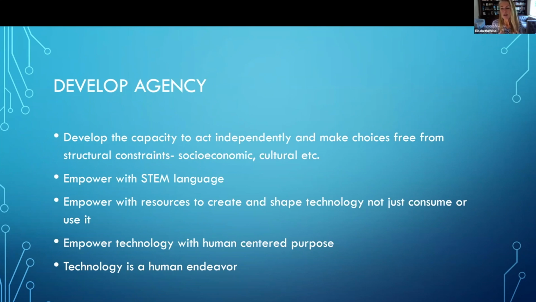So there are many organizations that do this. I've put one up on the next slide, which you've probably heard of, called Curiosity Machine. The idea there is to empower with free, low-cost resources to engage and broaden participation. Always empower technology with a human-centered purpose. Never forget the human aspect of it.